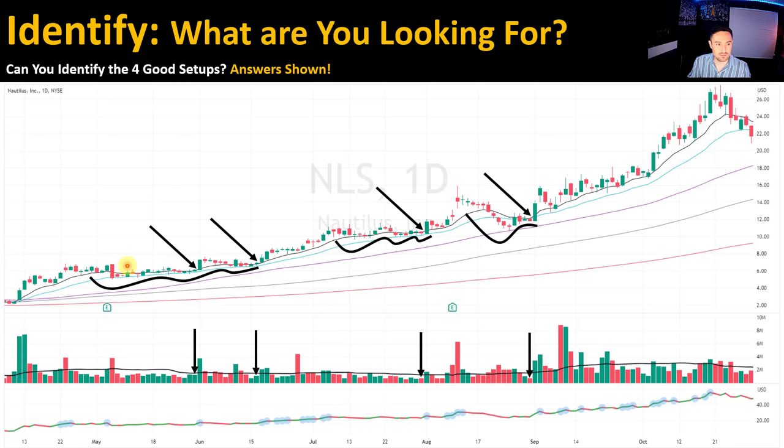Look at the 52-week highs on the RS line. Look how the volume dries up. This is what I'm pointing to the day before the breakout. Look how the volume is drying up below this black line here. This is the 30-day average for the volume. That's what I use on the volume, 30-day average.